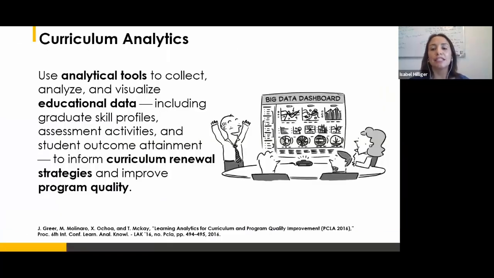In order to solve this need for more information from a curriculum perspective, a subfield emerged within learning analytics, and this subfield is called curriculum analytics. Its definition alludes to the use of analytical tools to collect, analyze, and visualize educational data, both at a program level and the course level, in order to inform curriculum renewal strategies and improve program quality. Actually, a few years ago, there was a workshop entirely dedicated to how to use learning analytics at a program level, and how curriculum analytics could emerge and grow as a subfield of learning analytics.